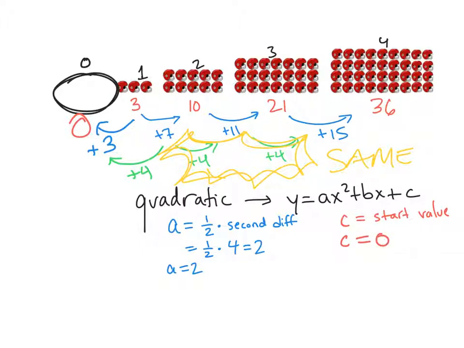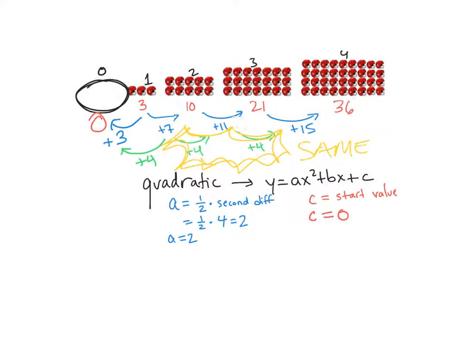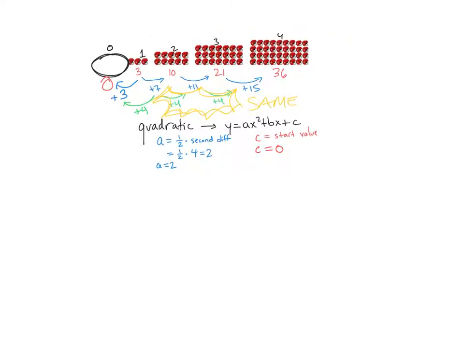Okay, now we need to find the B value, which is slightly difficult. So what do I want to do? Let me make it even smaller. Okay, so for the B value, what I need to do is plug what I know into my standard form, which is right there, and I need to pick an X and Y value from up here.